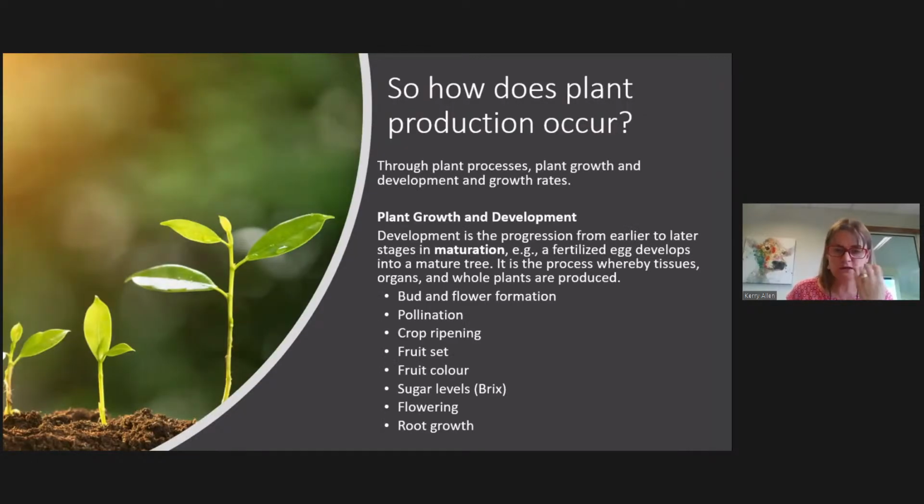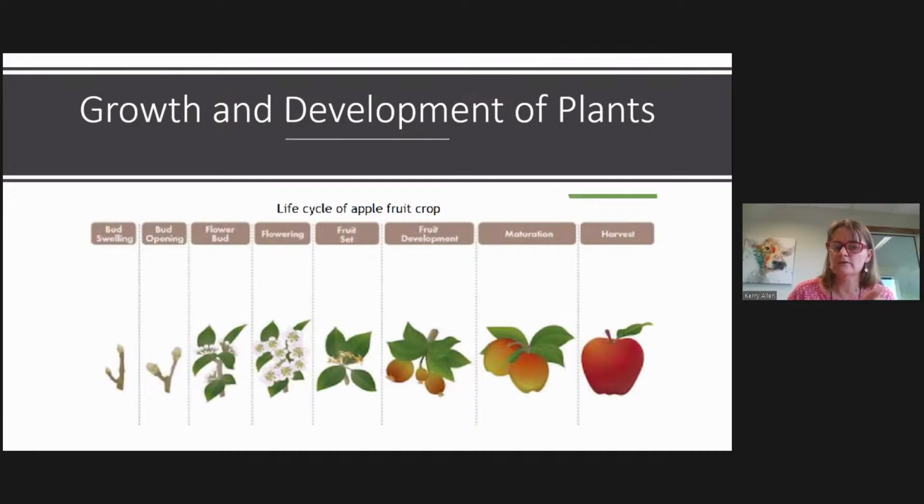Okay, so depending on where you are in the country and what your teacher has taught you, there is also a whole lot of other information looking at the development of the plant. So this can cover plant bud and flower formation, pollination, crop ripening, fruit set, fruit colour, sugar levels, which is Brix, flowering, and root growth. And I'm just going to very briefly scroll through the next 10 slides, which are looking at that, and then we're moving into the plant management practices, so techniques. Okay, so this will cover those students that have already covered some of this. This is still all part of the merit part of the answer, looking at that growth and development.